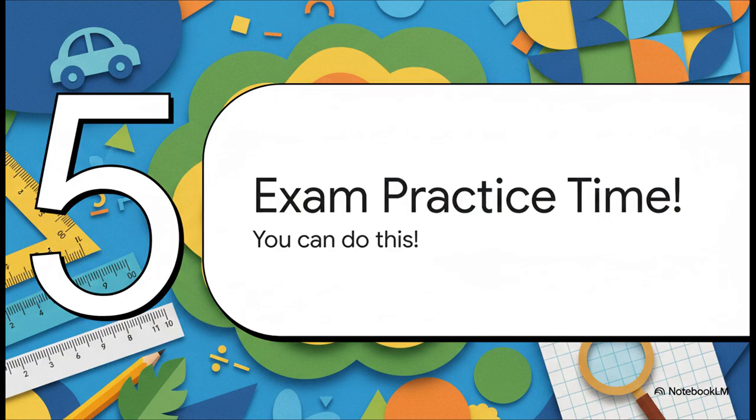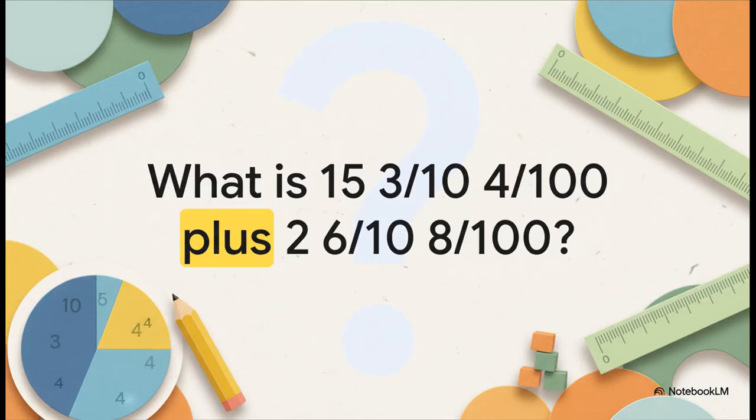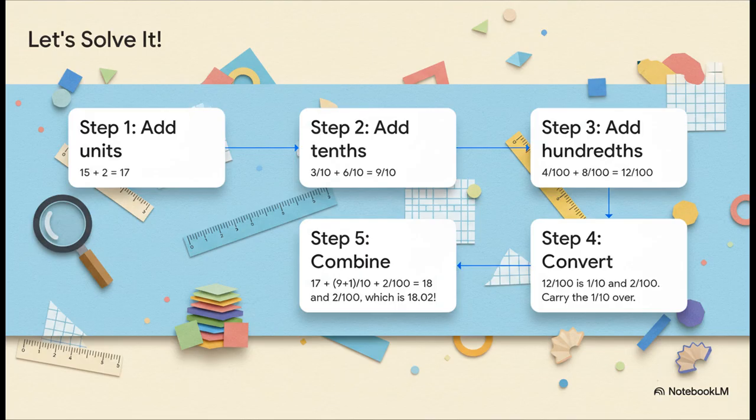You have all the skills you need, so let's try a real exam-style question. Don't be scared, you can totally do this. Here we go. We just need to add these two numbers. I know, it looks long and complicated, but remember our strategy. We just break it down into simple, easy steps, just like we did before. Let's solve this together, step by step.